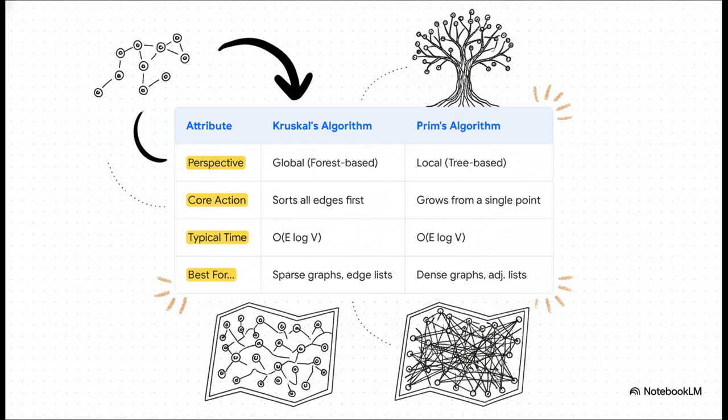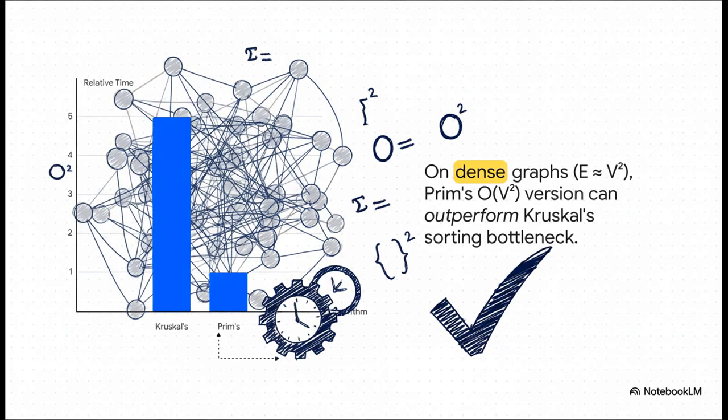Kruskal's really shines on sparse graphs. Think maps with lots of cities, but not a ton of roads. Prim's, on the other hand, tends to win out on dense graphs, where pretty much everything is connected to everything else. And this chart right here shows you exactly why. On a really dense graph, we're talking one where the number of edges, E, is getting close to the number of vertices, V, squared, that massive sorting job Kruskal has to do at the beginning becomes a major bottleneck. But a particular implementation of Prim's can just chew through that dense graph in V squared time, which makes it the undisputed champion for these superconnected networks.